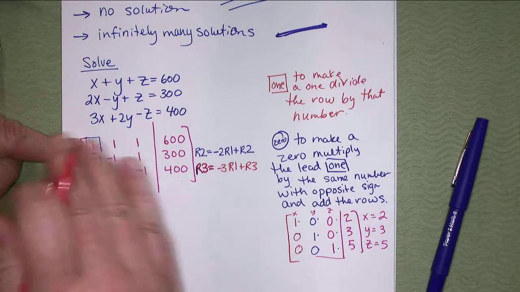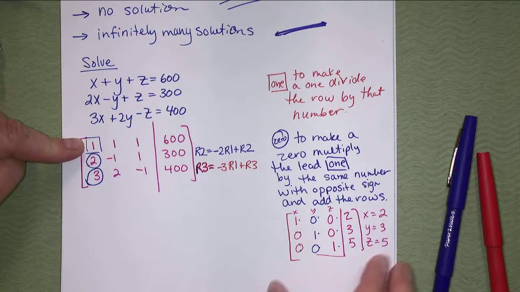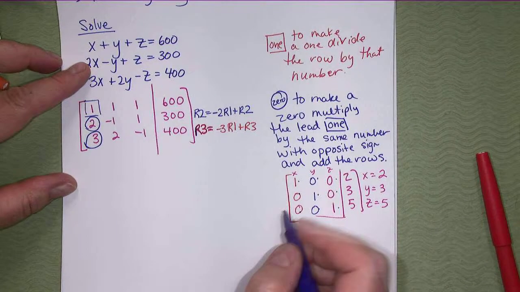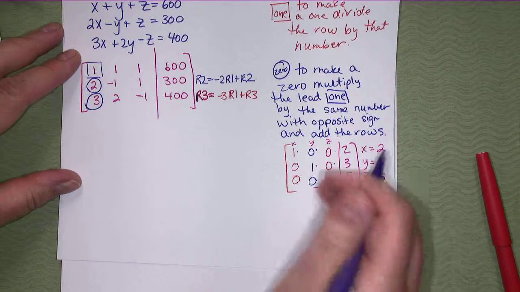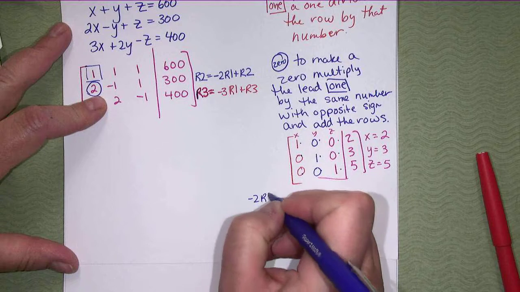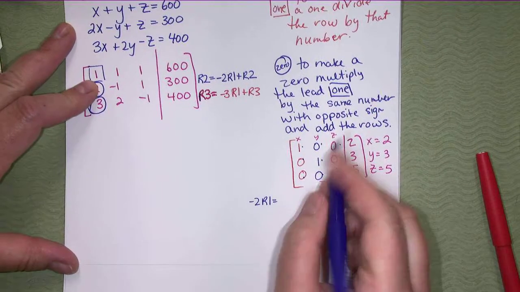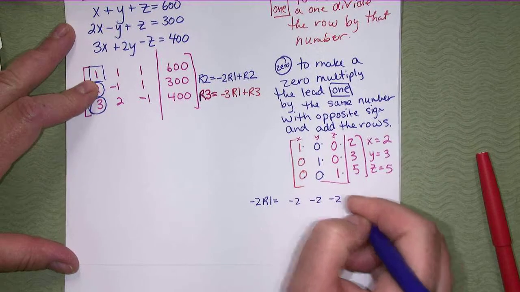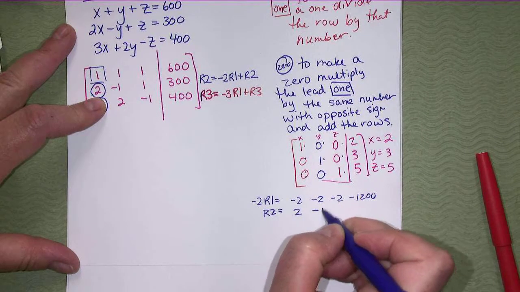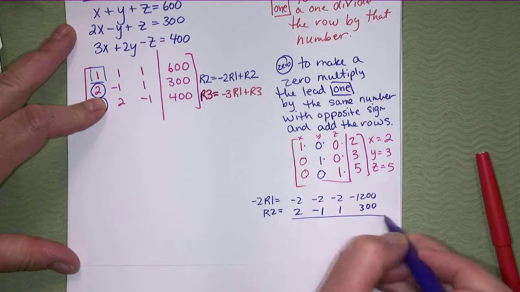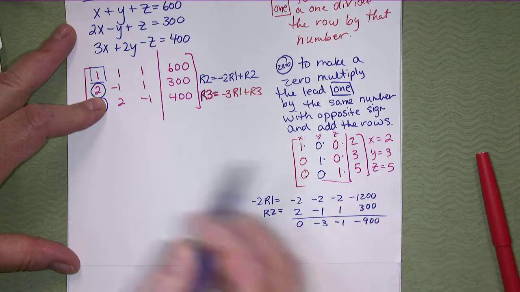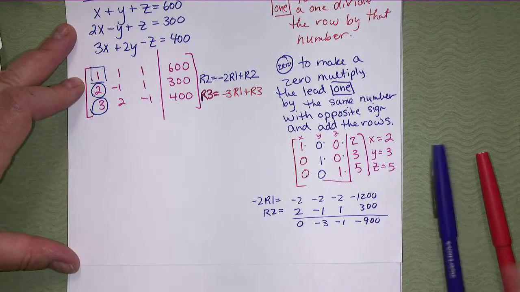So usually I'd have room over here to do that, and I don't. So maybe you have room. -2 row 1, so I multiply everything in row 1 by -2 and add row 2. Adding very, very carefully. Row 1 is not changing.